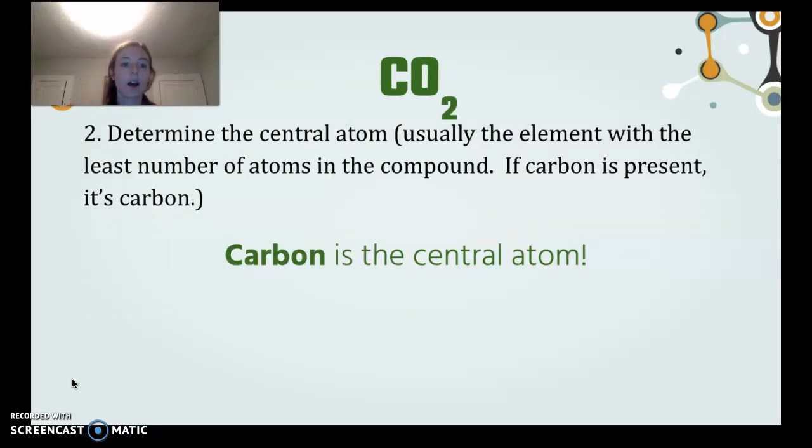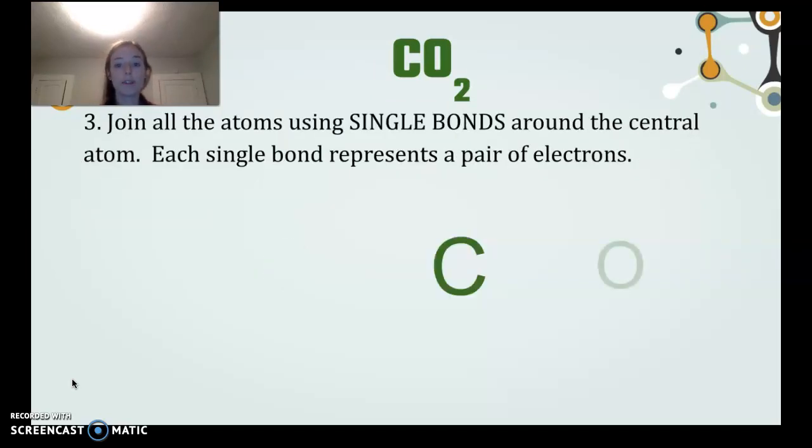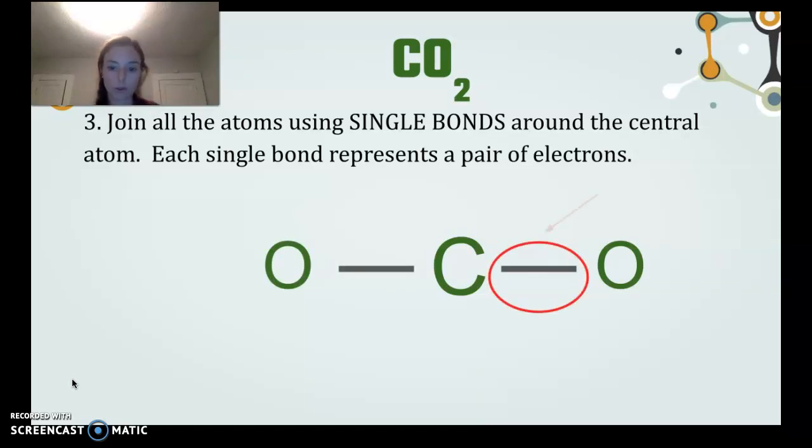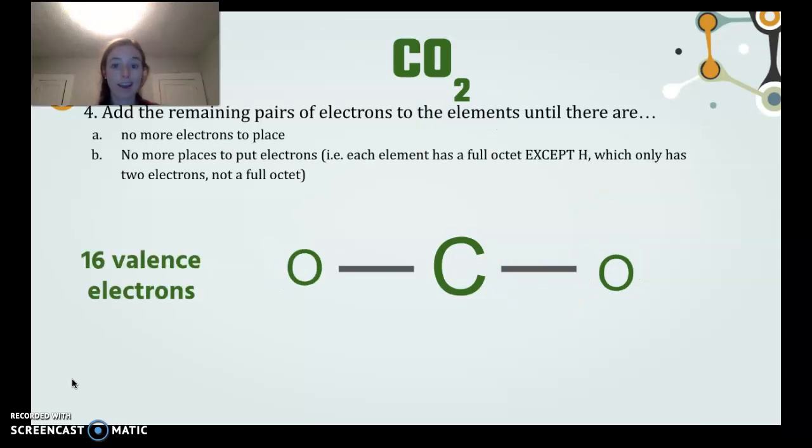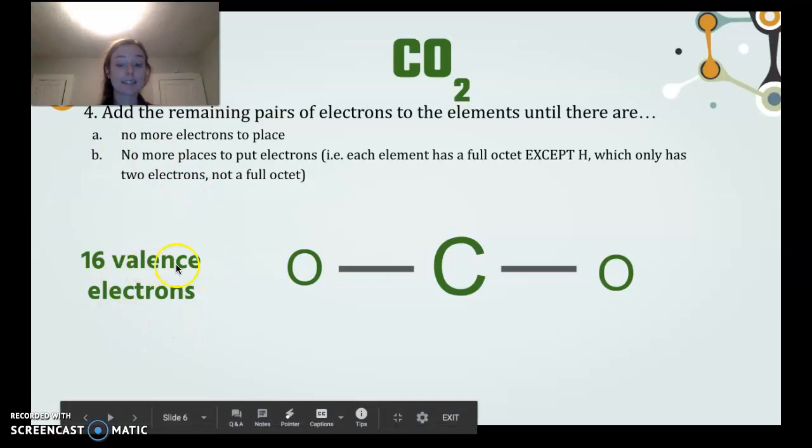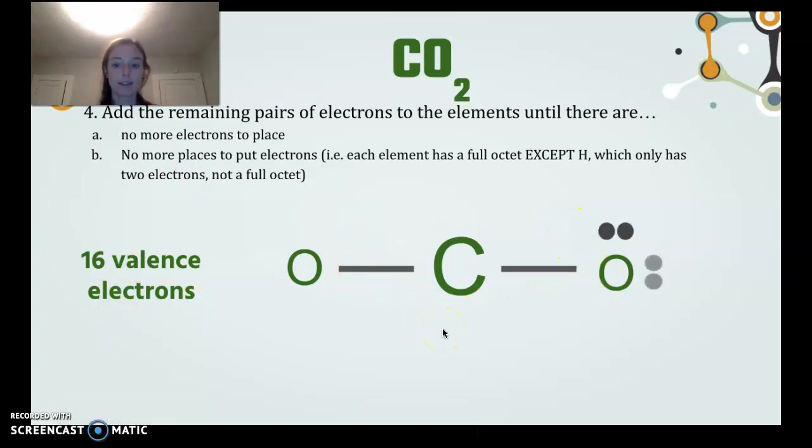Next, we are going to figure out what is our central atom. And of course, it will be carbon because carbon is present and also it's the element that is present in the least number in this compound. We join the atoms using single bonds. Each single bond represents 2 electrons. So right now I have 4 electrons and I need to start adding more. I need to get 16 valence electrons total. So we already said we have 2, 4, 6, 8, 10, 12, 14, 16.